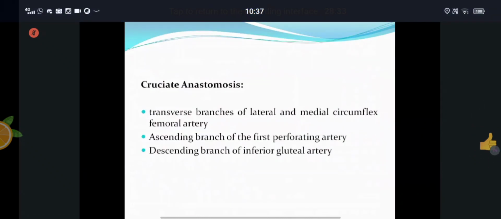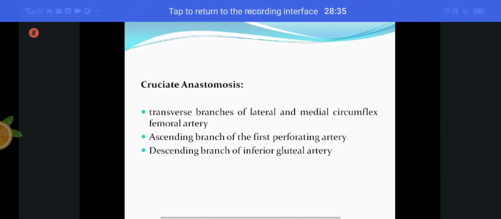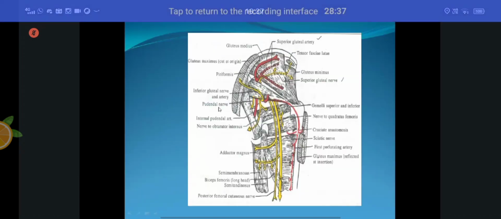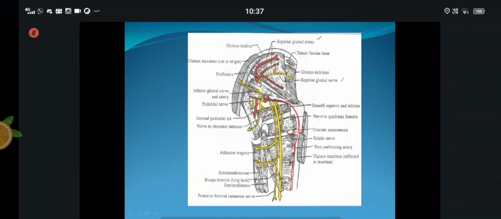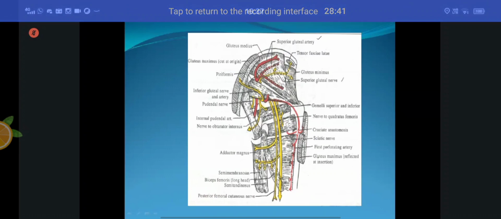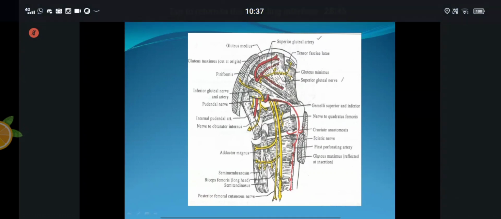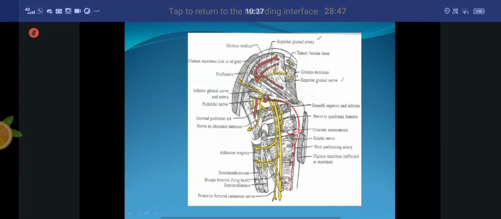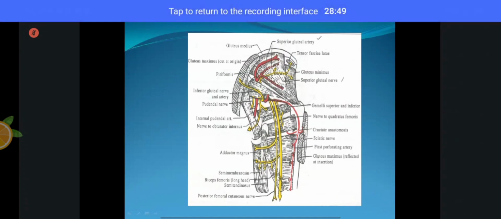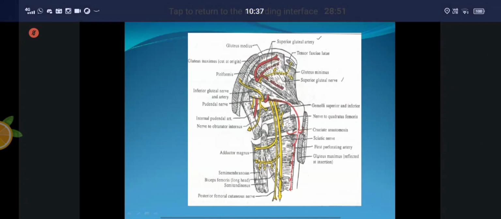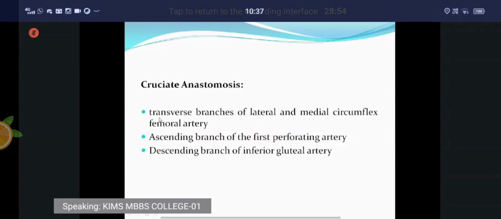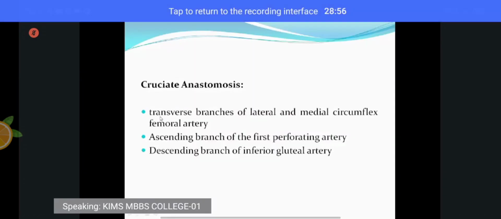So where does this cruciate anastomosis take place? The cruciate anastomosis, as I told you, is in the gluteal region. So this is the gluteus maximus, gluteus medius, gluteus minimus. We studied this when I was teaching you the iliac bone, as the gluteal region. That again we will study. But anyway, where does this cruciate anastomosis take place? Cruciate means it's cross-like.